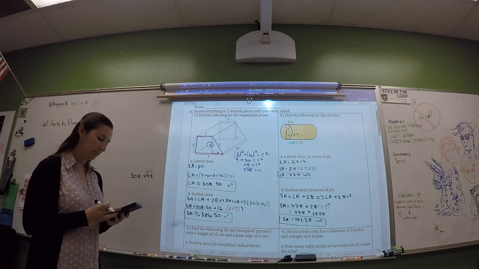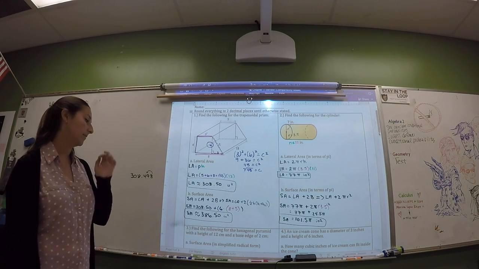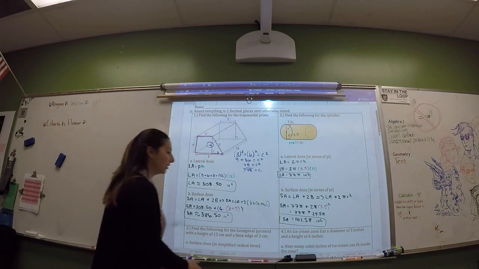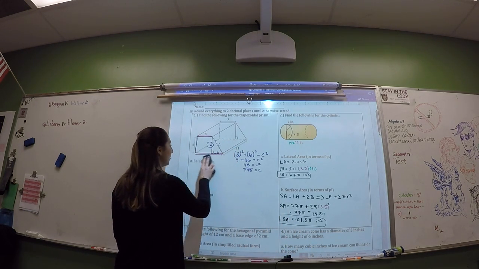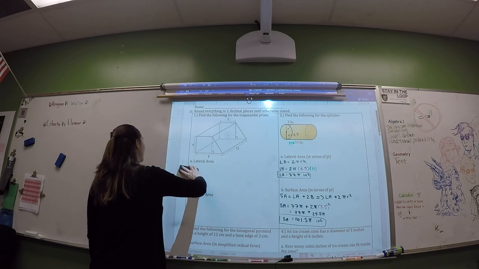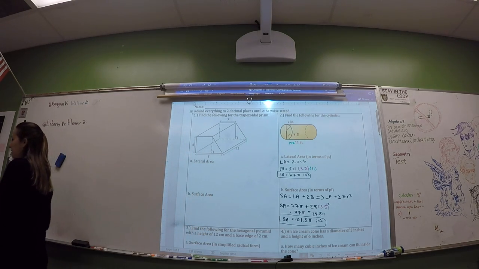Cylinders are easy. The reason cylinders are easy is because they only have 2 parts, whereas prisms can have lots of parts.